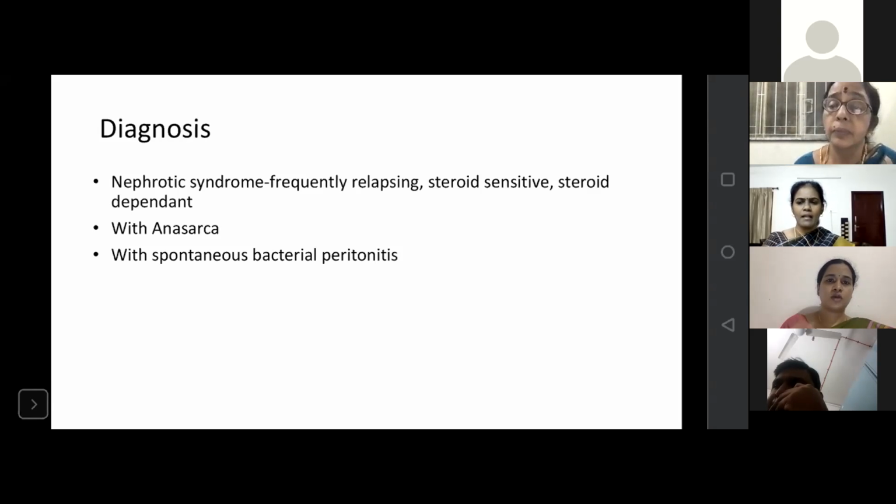Pulling you back to complications, why do you think a child with nephrotic syndrome has an increased risk of infections? Dr. Naveen.